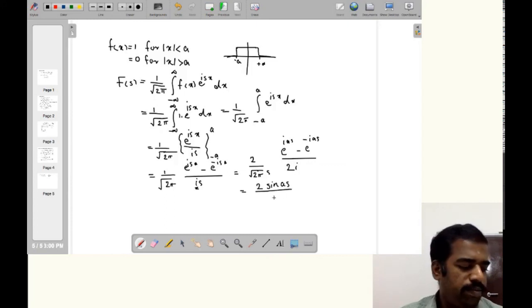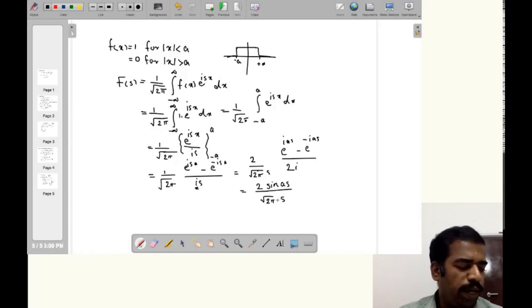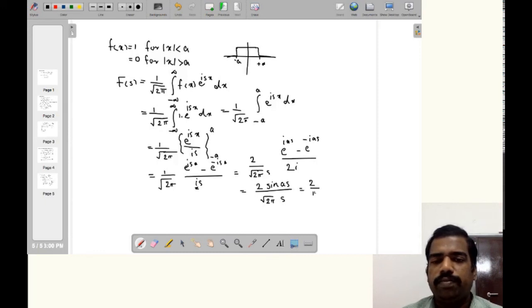2 sin as divided by root 2 pi s. Here root 2 cancels, and you will get root of 2 by pi sin as by s. So this is the Fourier transform of the function f of x equal to 1.